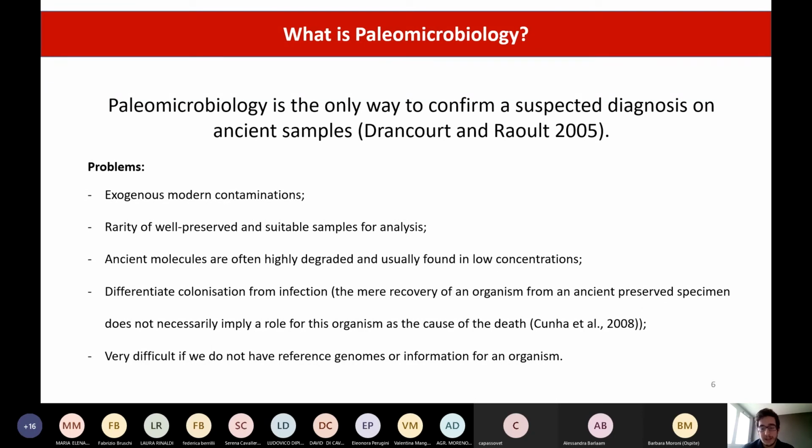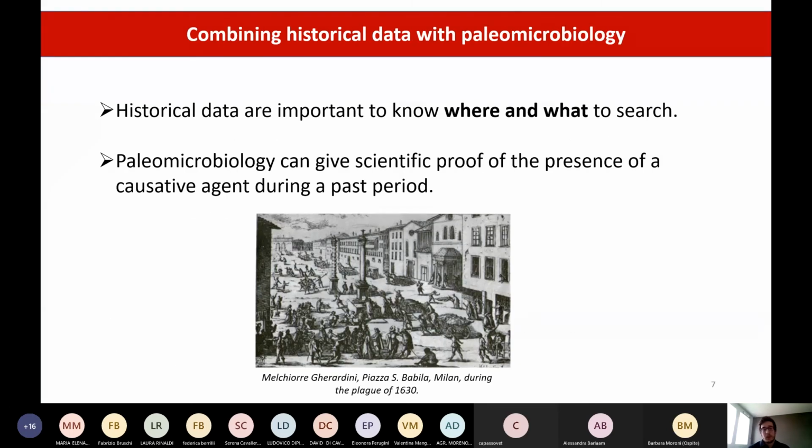But also in this case, we have some problems. The first one is the difficulty in finding suitable samples for the analysis. And even if we have these well-preserved samples, all the molecules inside are going to be highly degraded and in low concentration. So the actual way to study ancient epidemics is to combine these two approaches. The historical one to know where and what to search, and the paleomicrobiological one to give scientific proof of the presence of pathogens in the sample remains.